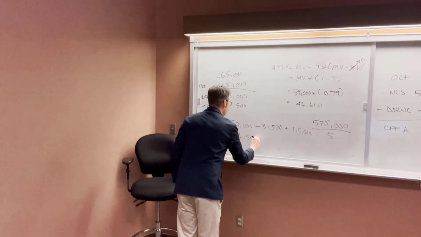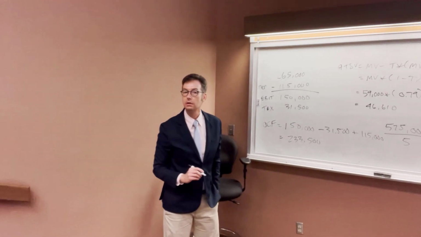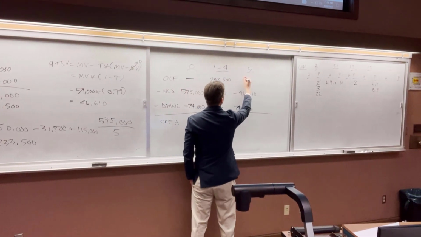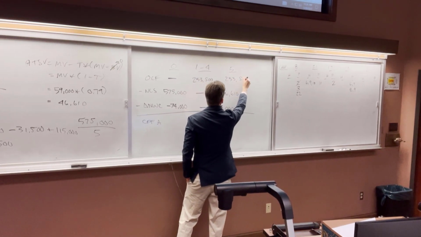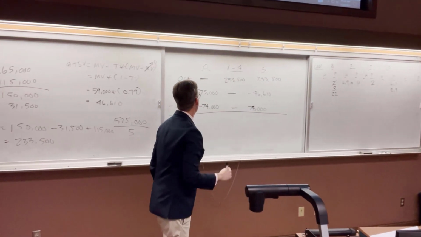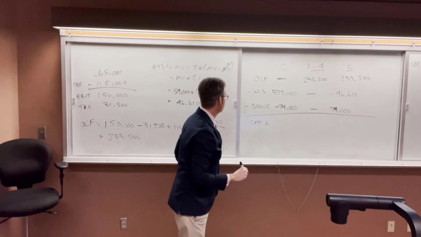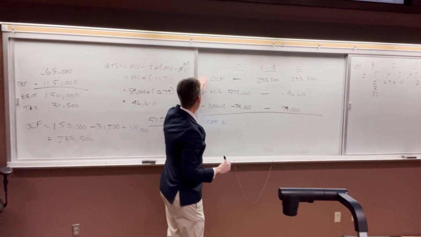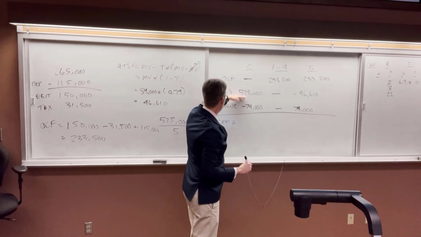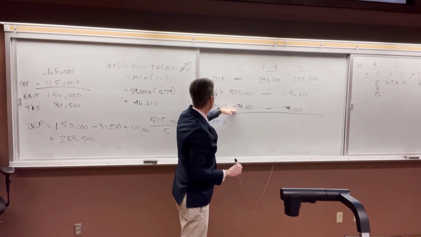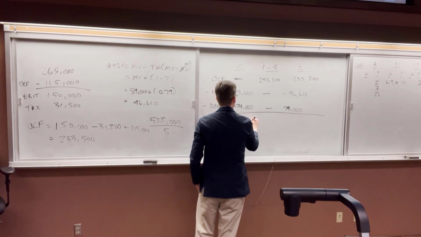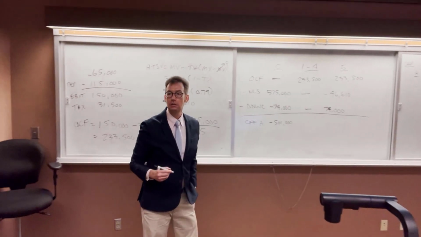233,500. Does that look right to everybody else? Okay. So now we've got this number here, 233,500. And so now we can start doing some math here. So this is 0 minus this plus this. So I think this is minus $501,000. Does that look right?